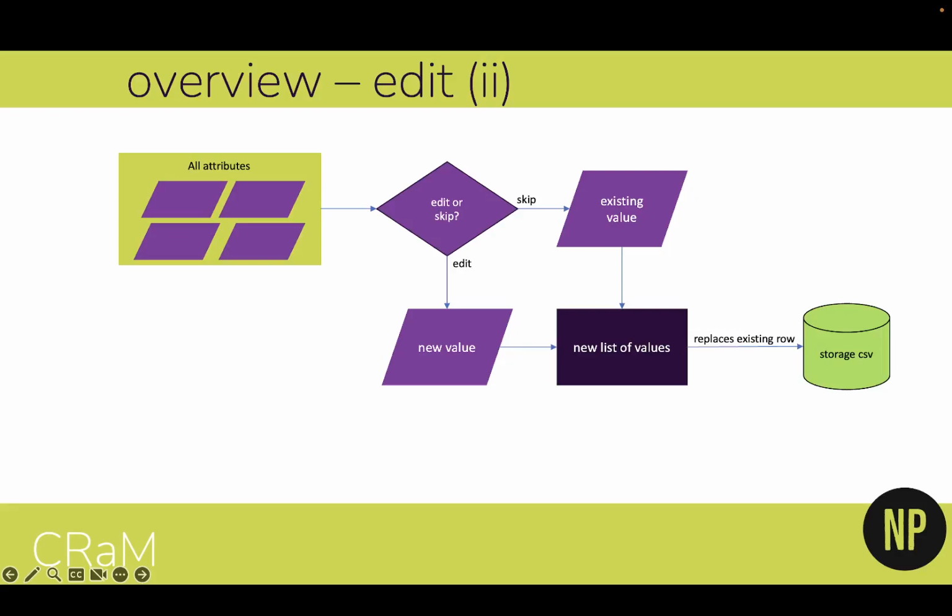So by the end of this process, in the new list, we'll have the correct values against placement in the CSV. When that's completed, then that row is stored back in the storage CSV in the same place that the original row was taken from.